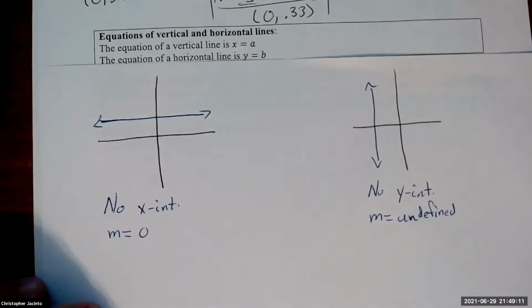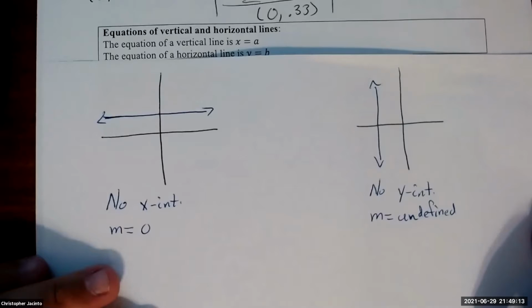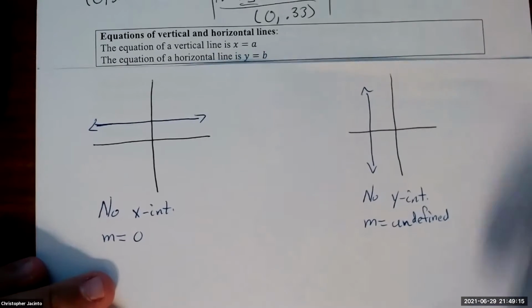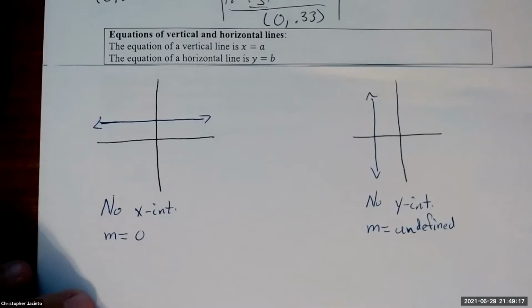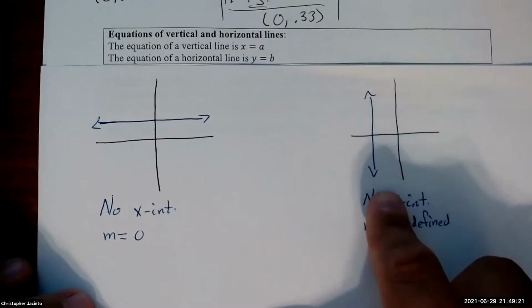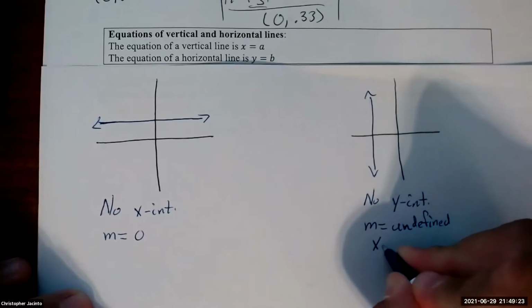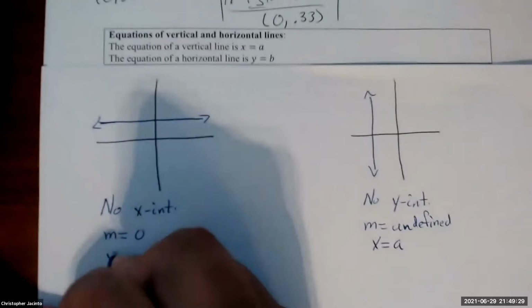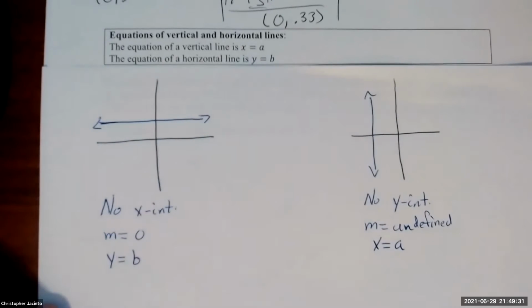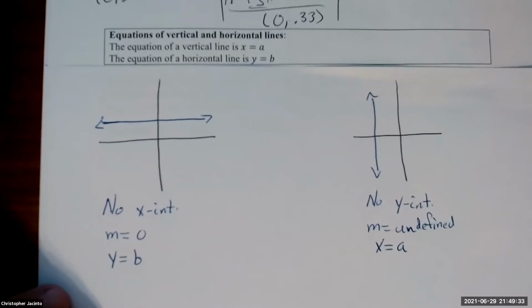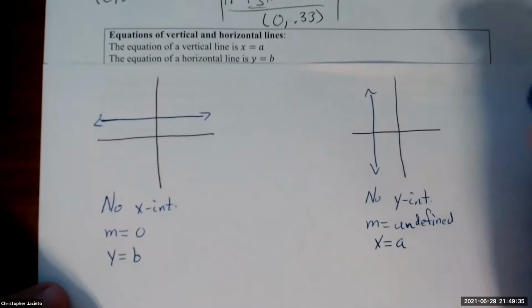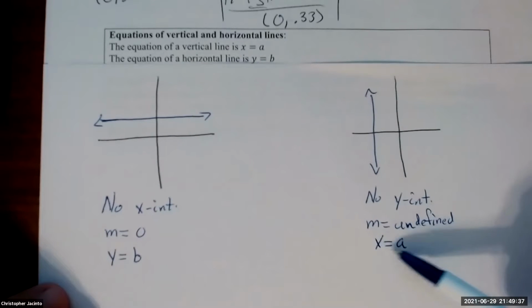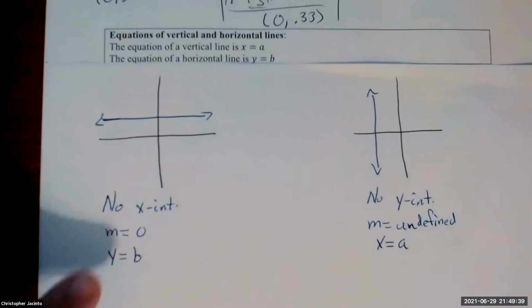And now we're finally going to add on the last major thing of horizontal and vertical lines: equations. So the equation of a vertical line is always of the form x equals a, and the opposite for horizontal. Horizontal is y equals b. So there's no y equals ax plus b. It's just x equals this or y equals that. So it's a single number.